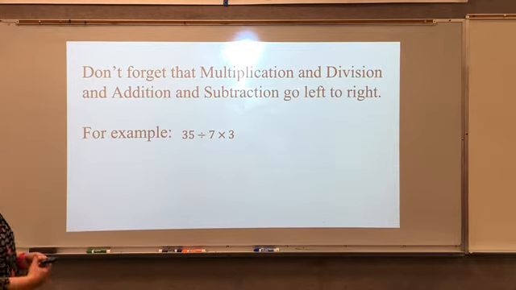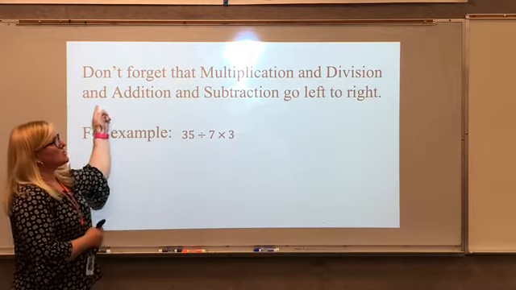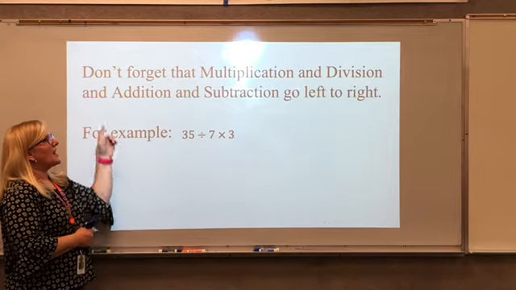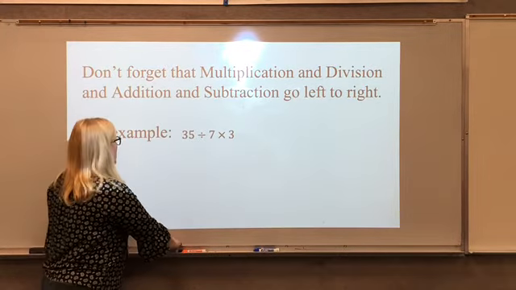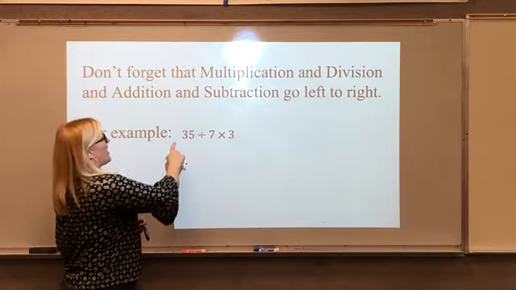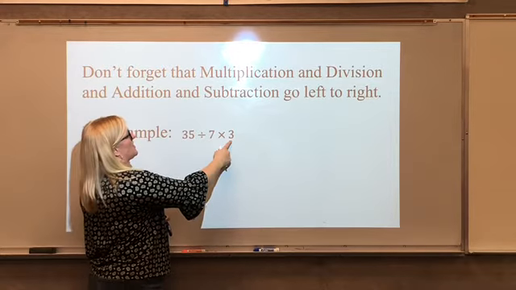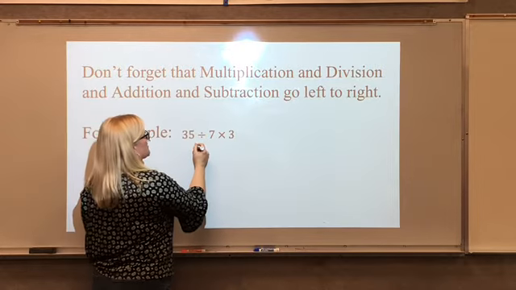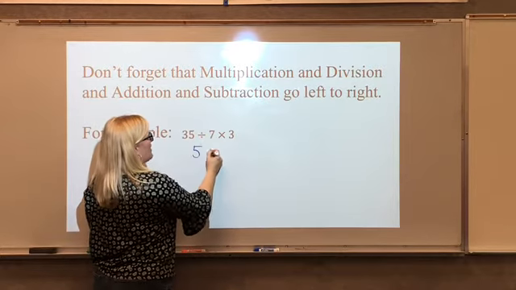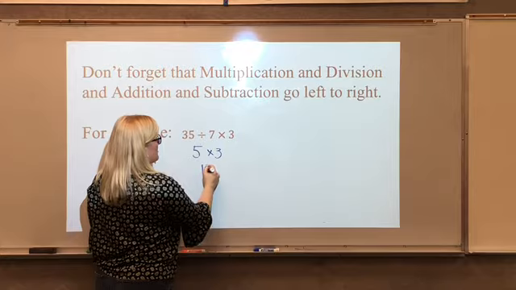Okay, and don't forget that multiplication and division and addition and subtraction go left to right. So, for example, we've got 35 divided by 7 times 3. So we go left to right. So 35 divided by 7 is 5, and then times 3 is 15.